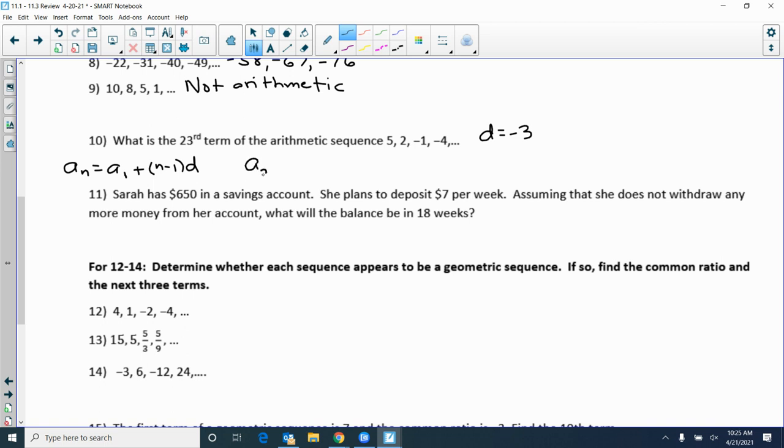A sub 23 is the first term, which is 5, plus 23 minus 1 times negative 3. What you got to watch here is if you input it in your calculator wrong or you don't use parentheses, it might treat it as a minus 3. See what you get. Do 5 plus 23 minus 1.